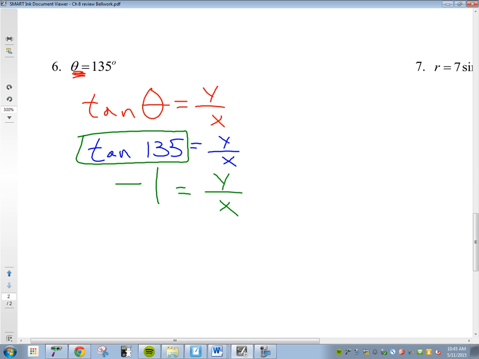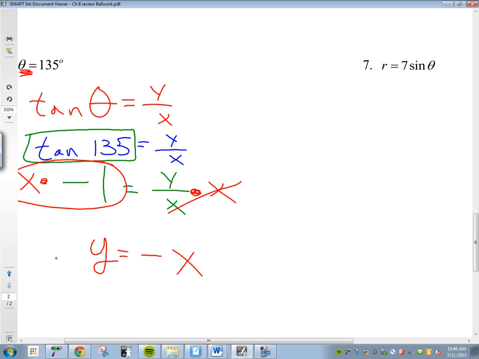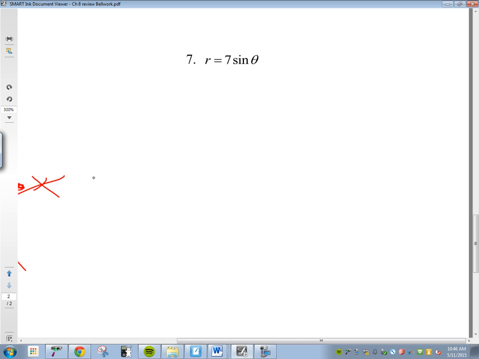I get to there. Now I'm trying to solve. So what would I want to do to get y by itself? Get rid of the x, so I'm multiplying both sides by x. That cancels. I like to put the y first because it makes me feel better. y equals that, which is -x. That is a diagonal line. It's in the form y equals mx plus b. Last one. Yucky, but it's fine.